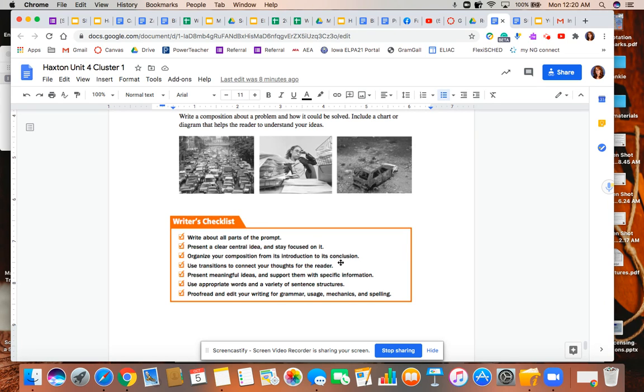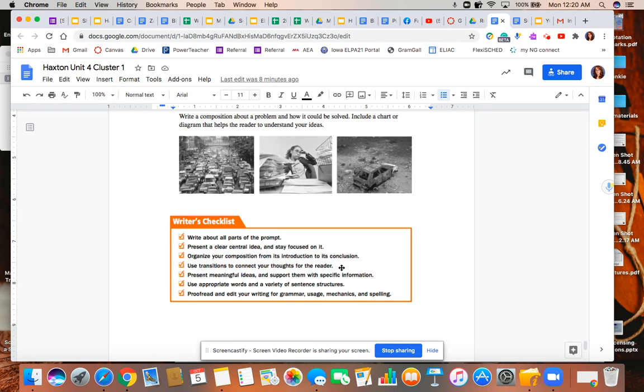The next thing that you need to do is to organize your composition from its introduction to its conclusion. This simply means your paragraph needs to have an introduction, a topic sentence, it needs to have details, and it needs to have a conclusion. The next thing you need to do is use transitions to connect your thoughts for the reader. So transitions are words that show how your ideas are connected.